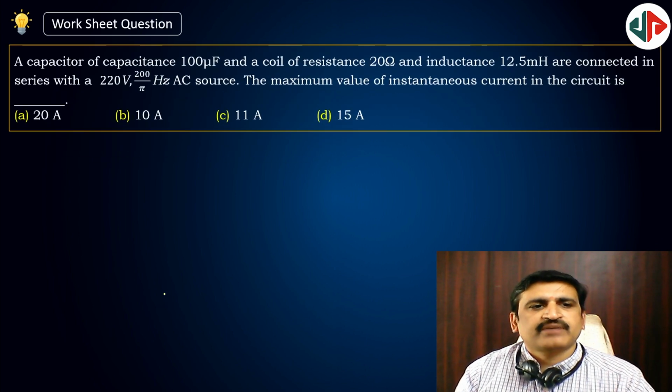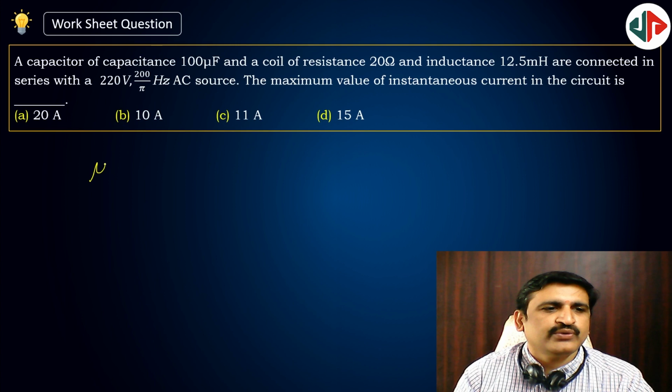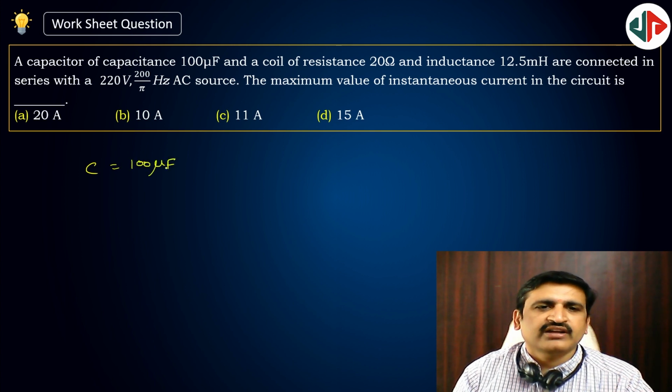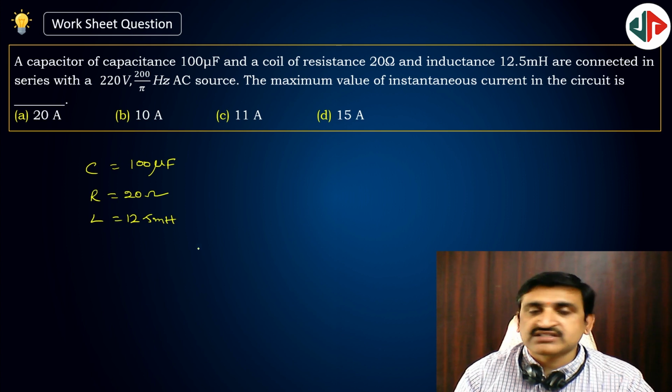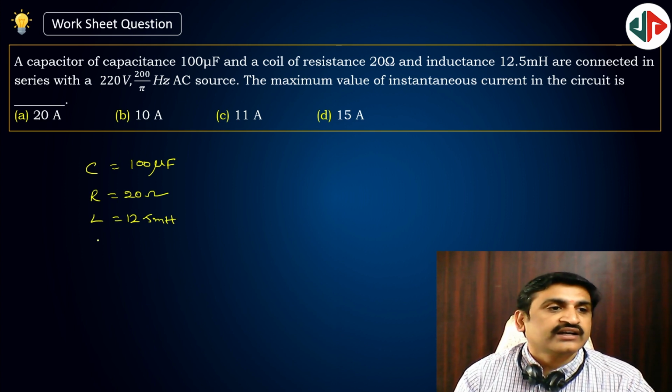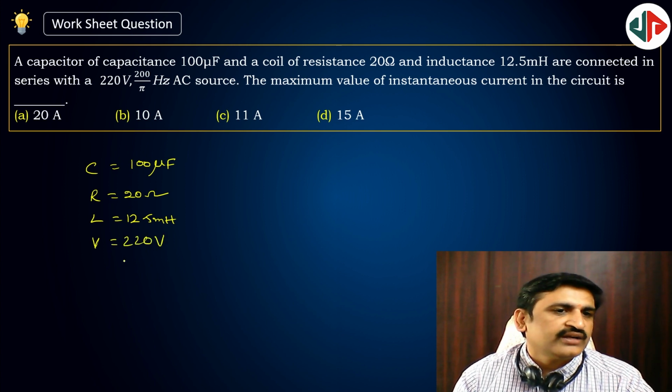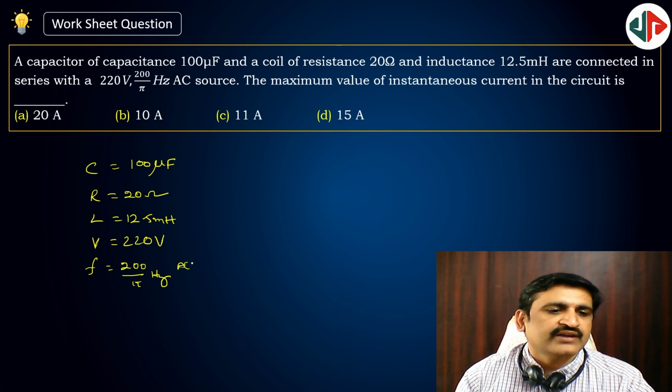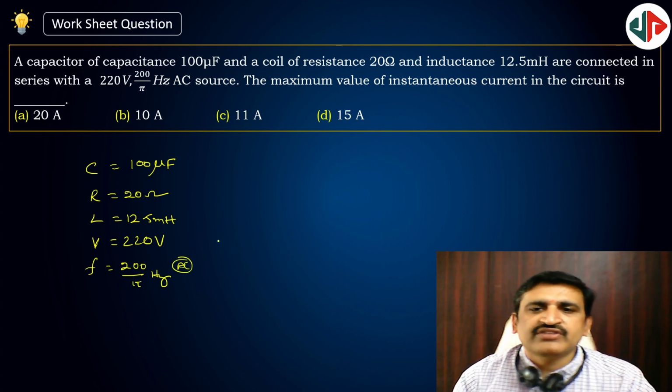A capacitor of capacitance C is equal to 100 microfarad, a coil of resistance R is equal to 20 ohm and inductance L equal to 12.5 millihenry. First we need to identify the units. They are connected in series with an AC source of V equal to 220 volts and frequency 200 by pi hertz. The maximum value of instantaneous current.